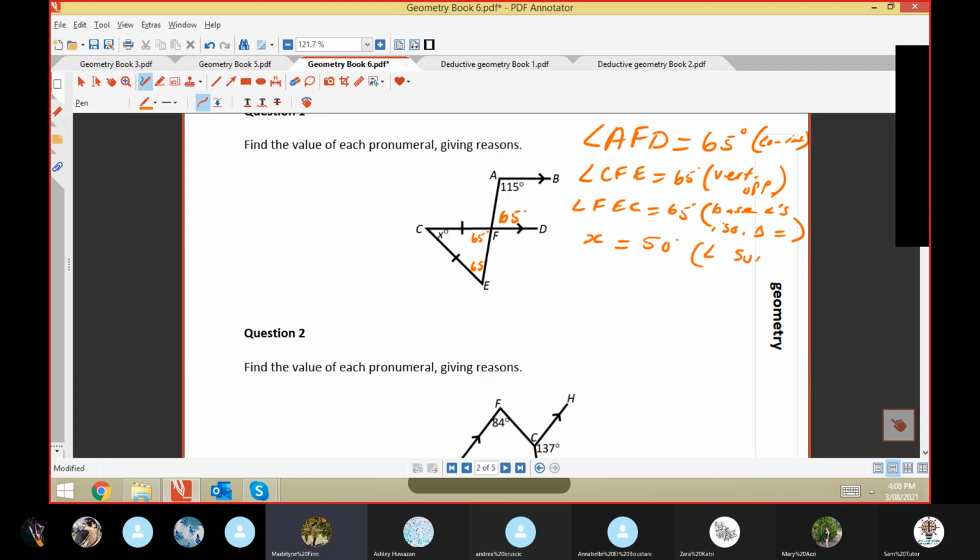because all three angles equal to 180 in a triangle. You can't technically say it like that. We say angle sum of triangle equals 180. So it's the same thing as what you just said, but technically we're not allowed to say the three angles add up to 180. We say that angle sum of a triangle equals 180. Wow, good work.